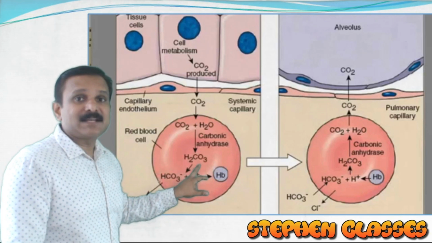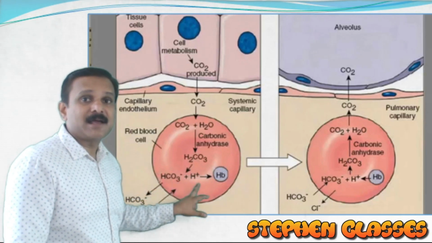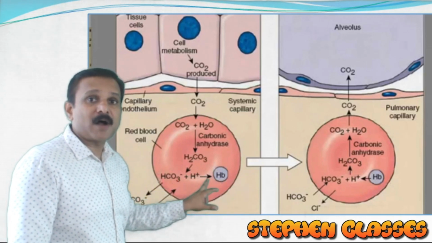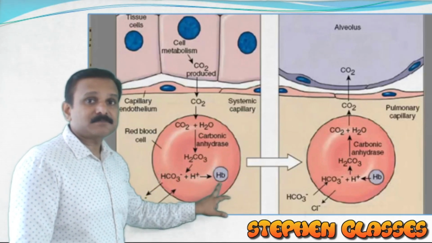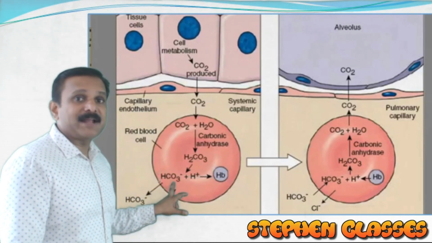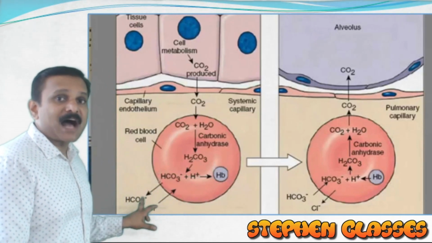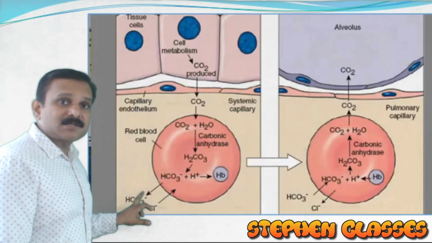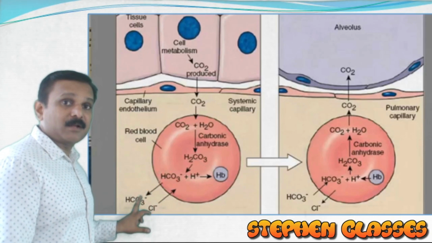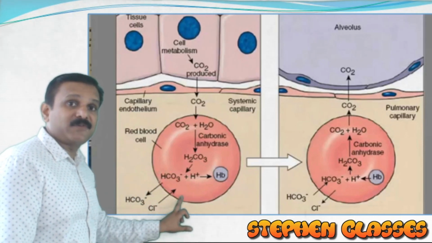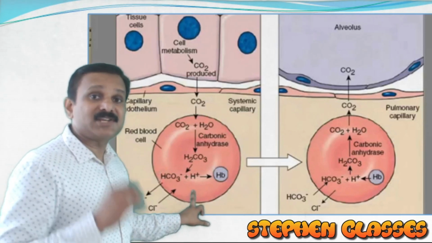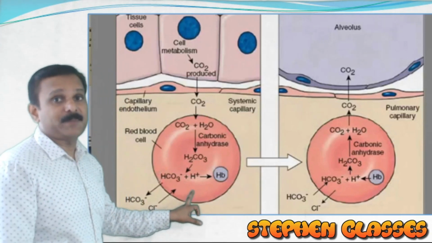This carbonic acid will dissociate into bicarbonate and H plus. And H plus will combine with Hb to form hemoglobinic acid. And what will happen to the bicarbonate ion? Bicarbonate ion will move out from the RBC to plasma, and to maintain ionic equilibrium, the chloride ions will shift from plasma to RBC. This is what is called the chloride shift or Hamburger phenomenon.